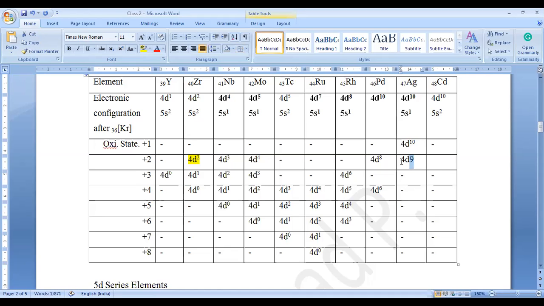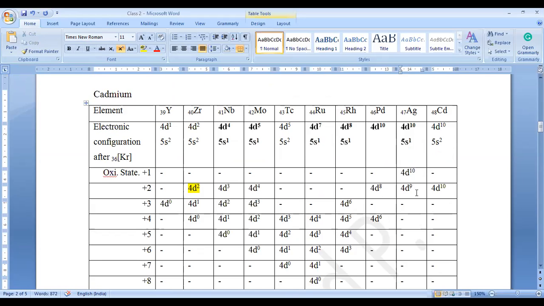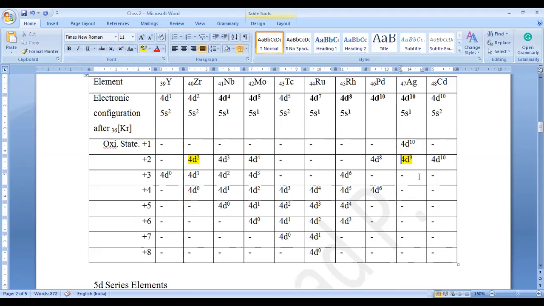Okay, now if you think about the stability of these oxidation states, one more is there. I will finish it off. That is +2 oxidation state, that is 4d9. So if you think about the possible stabilities, 4d9 with silver is not that stable. It is possible, but not that much stable.